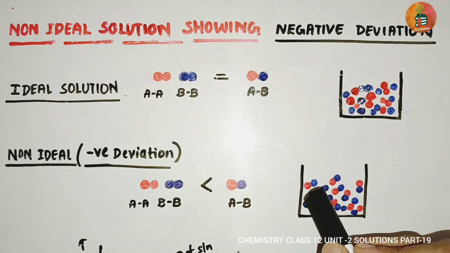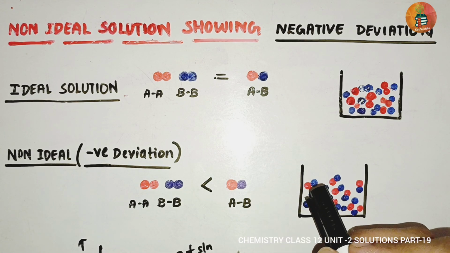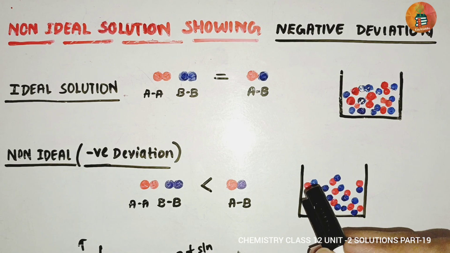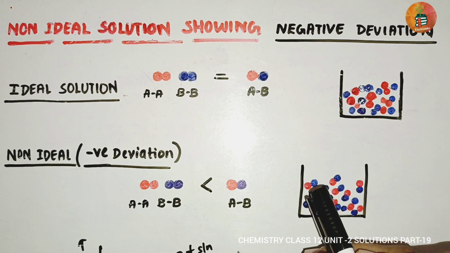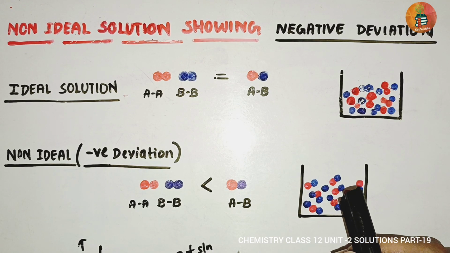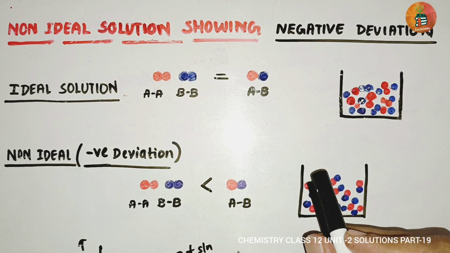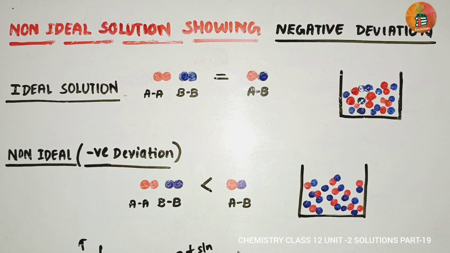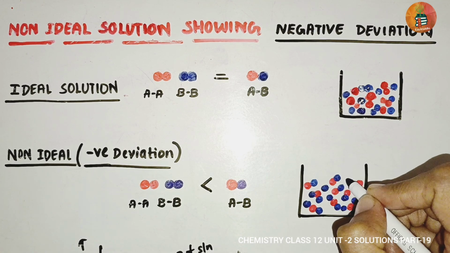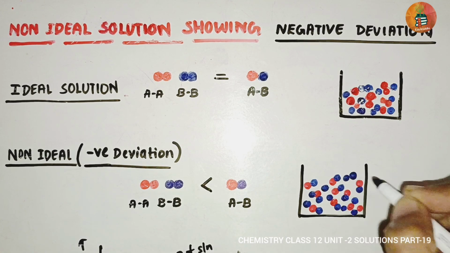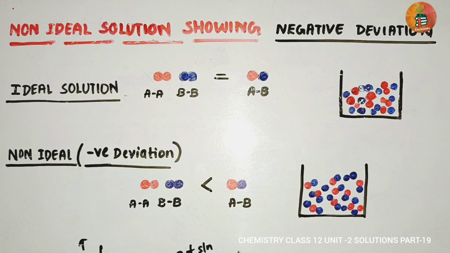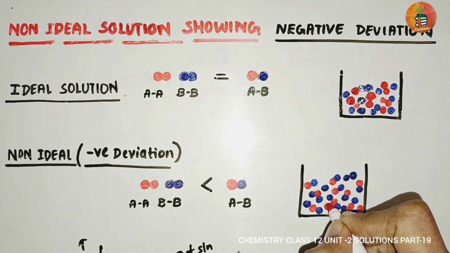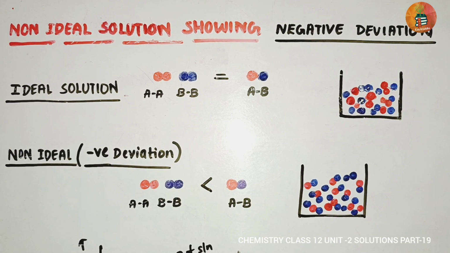In that case, see here, there are different components A and B, red and blue colored ones. So there will be more tendency of intermolecular attraction between A and B, like this. There will also be other molecules, other interactions will be there, but the tendency will be less. Solvent interaction will also be there, solute interaction will also be there, but the molecules will have more tendency for AB interaction. So if that is the case, what happens?